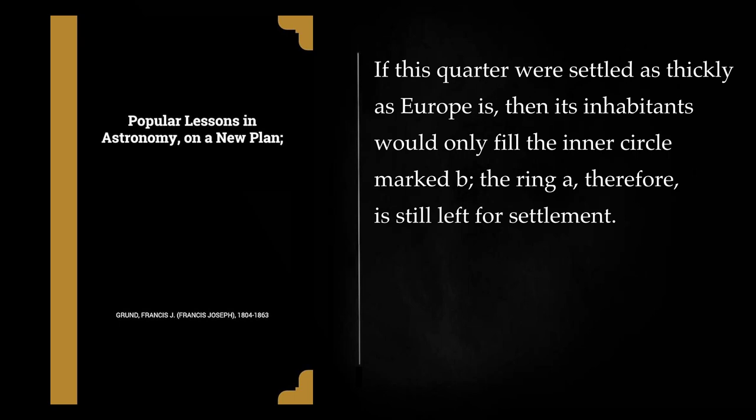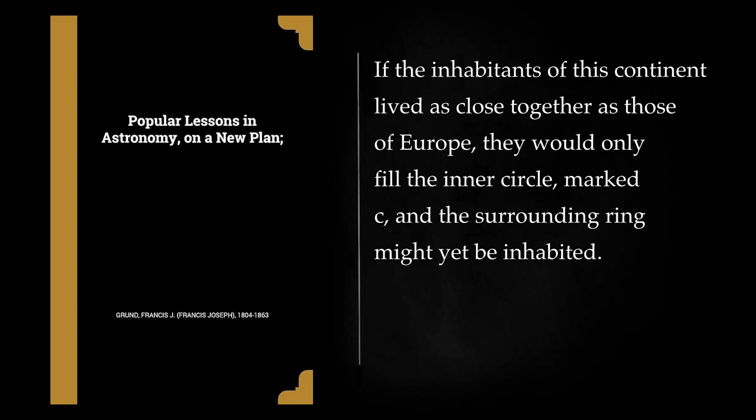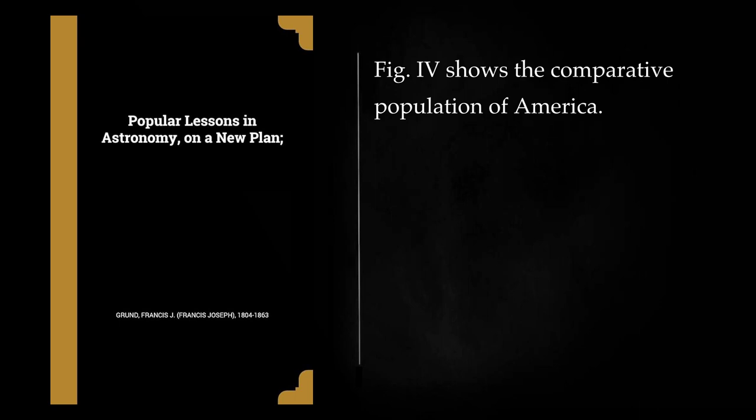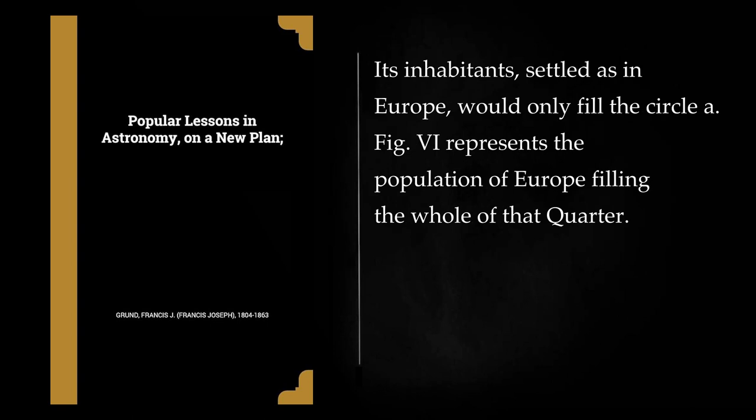If this quarter were settled as thickly as Europe is, then its inhabitants would only fill the inner circle marked B. The ring A, therefore, is still left for settlement. Fig. 3 exhibits the population of Africa. If the inhabitants of this continent lived as close together as those of Europe, they would only fill the inner circle, marked C, and the surrounding ring might yet be inhabited. Fig. 4 shows the comparative population of America. Its inhabitants, crowded together as the inhabitants of Europe, would only occupy the small circle E, the whole broad ring F, therefore, is still left for settlement. Fig. 5 represents Australia. Its inhabitants, settled as in Europe, would only fill the circle A.